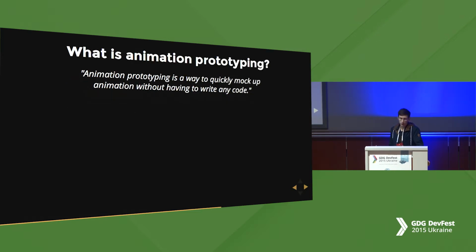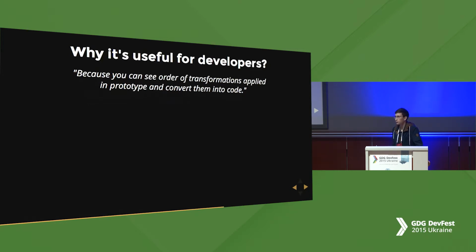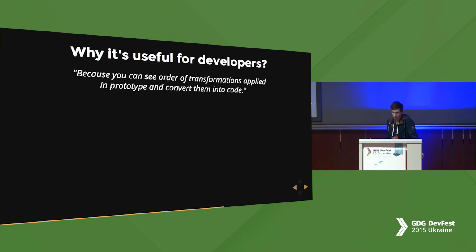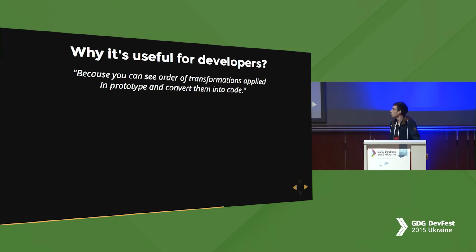So what is animation prototyping? Animation prototyping is a way to quickly mock up an animation without having to write any code. And why is prototyping useful for a developer? Because you can see the order of transformations which are applied, and you can easily convert that into code. We will see that later in the example.